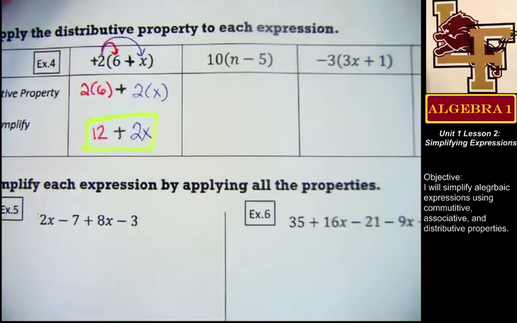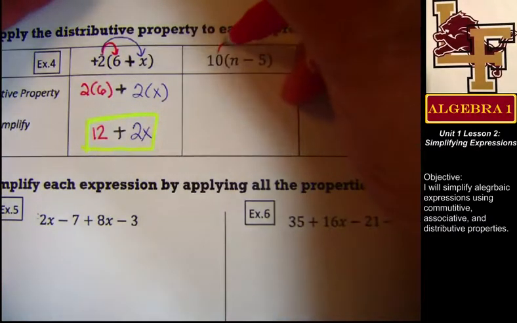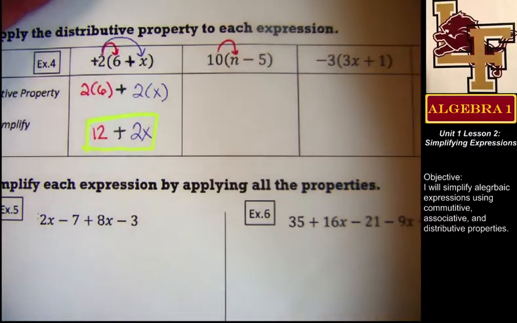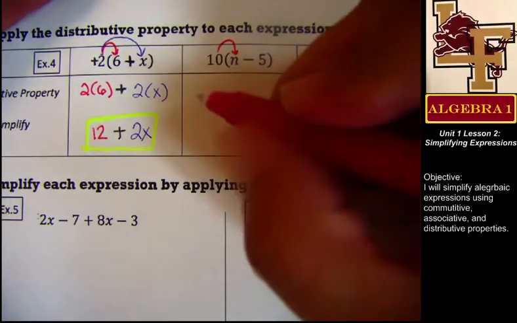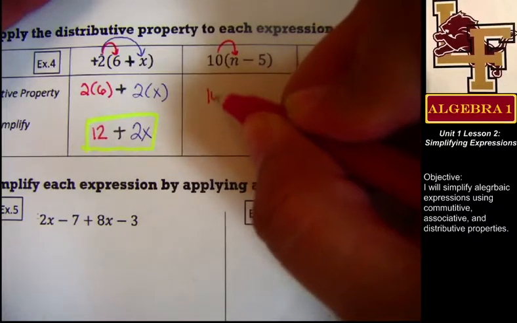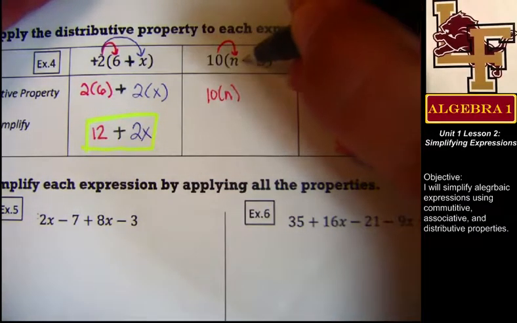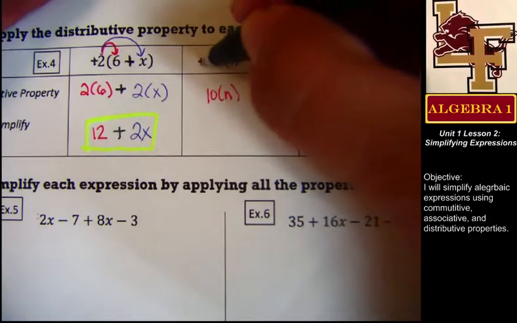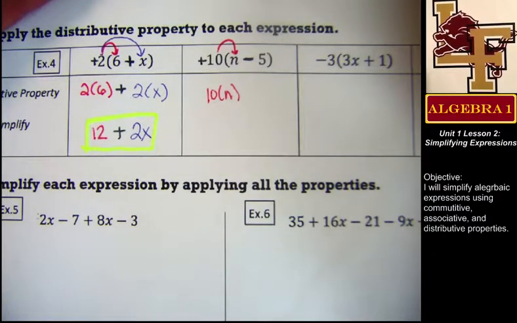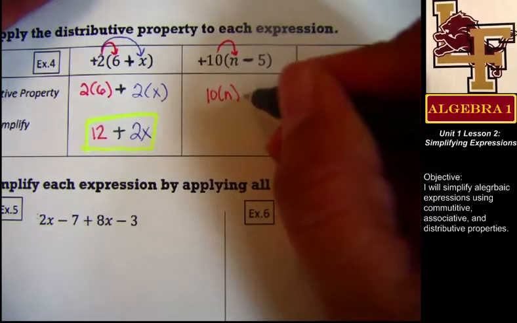Let's look at the next one. We're going to distribute again, yes? The 10 goes to the n, and I end up with 10 times n. Okay, let's look at the symbol. In here I have a minus. Out here I have a plus. Are they the same or different? Different. So this is a minus.